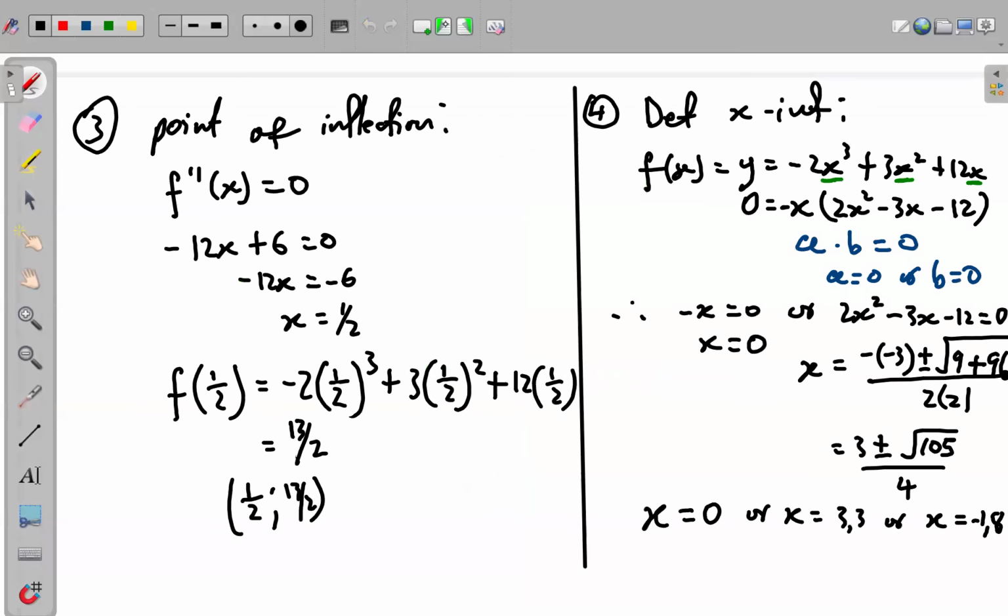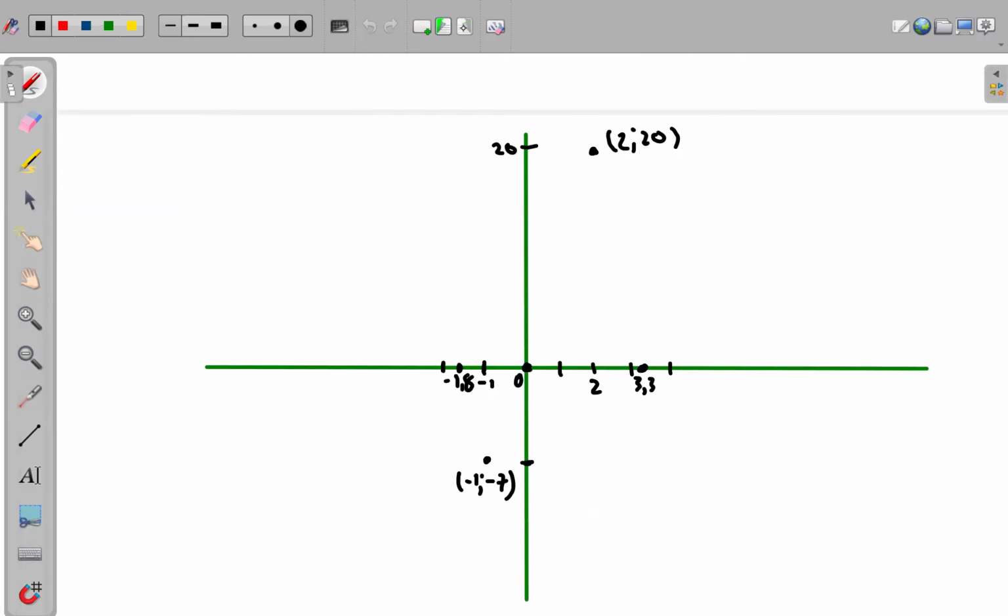Now let's talk about the point of inflection and see where we are going to position it. So if we take 13, we divide that by 2, it's a 6.5. So let's say, by the way, the x value is a half for the point of inflection. So there's half, 6 point something. Maybe let's say it is somewhere here.